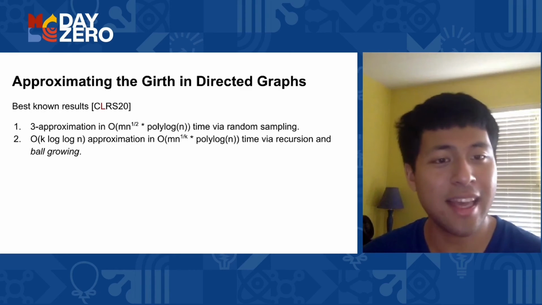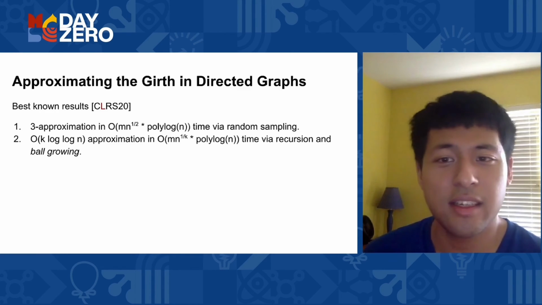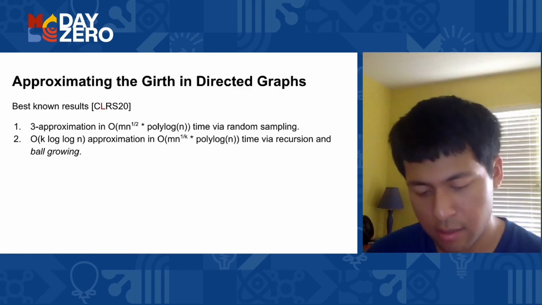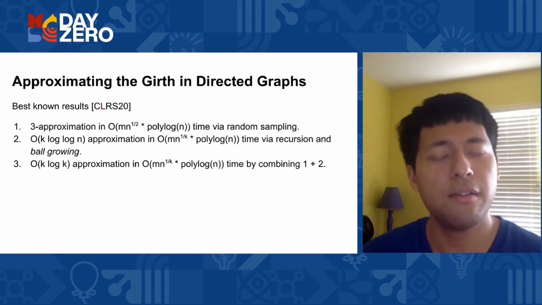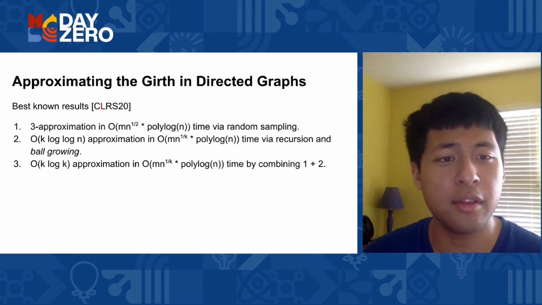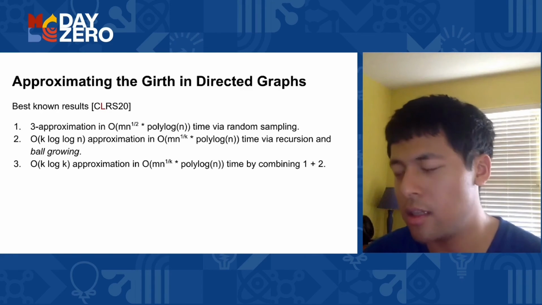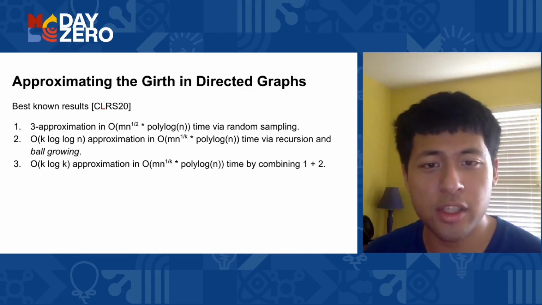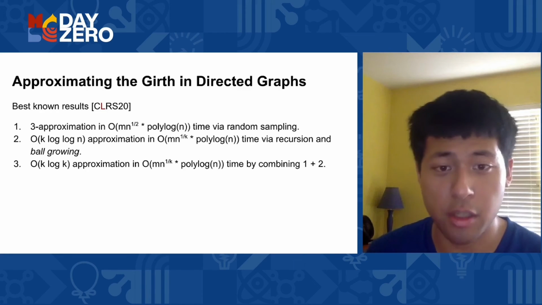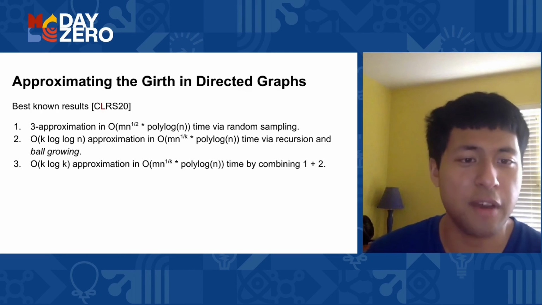We also give a k log n approximation in mn to the 1 over k time. And this is based on some sort of recursion and ball growing. Finally, we're able to combine these algorithms and get a k log k approximation in mn to the 1 over k time. So this last algorithm shows that if I want to get a constant girth approximation, I can have my runtime be arbitrarily close to linear, which almost matches the case in undirected graphs up to this factor of log k.